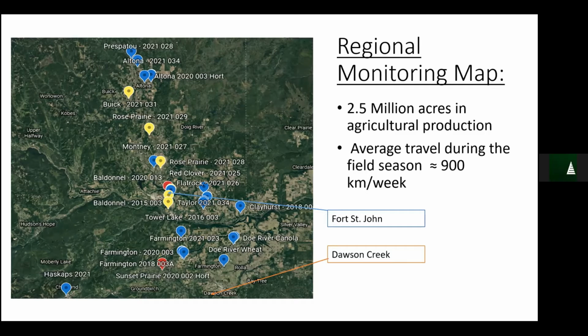So we have around roughly 15 sites per day, and we monitor through the week. We're checking traps constantly. So you can see what we do an average travel during the week of 900 kilometers. And we travel as far north as up to that Prespatou area, which is about 160 kilometers north of Fort St. John. And you can see that the Peace region, and this is from Wikipedia, so I don't know how accurate it is, but it says it's about 2.5 million acres of agriculture and production. And we do a bit of monitoring in also pasture and hayland as well, in both the north and the south Peace.